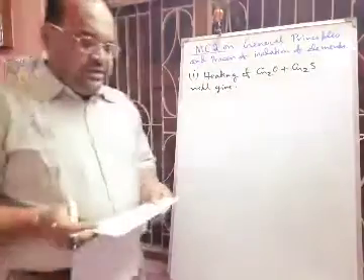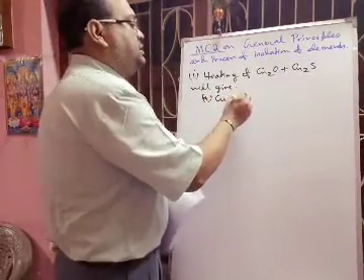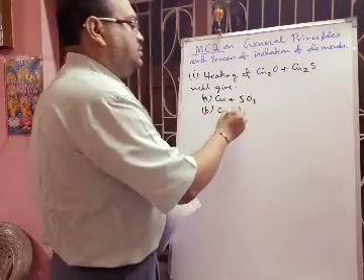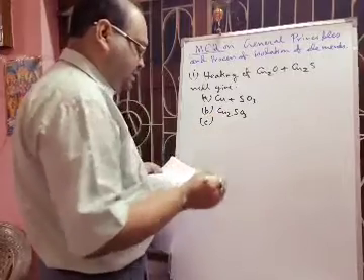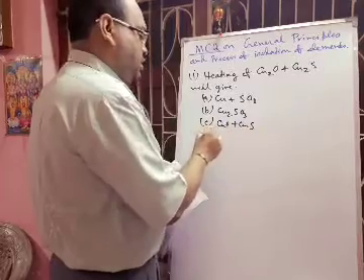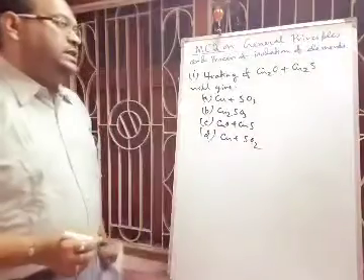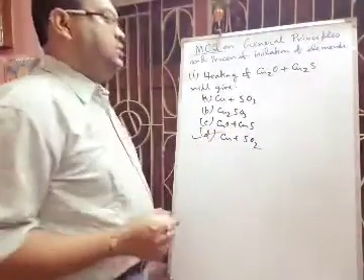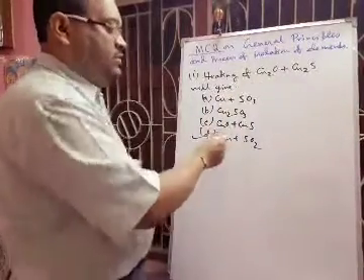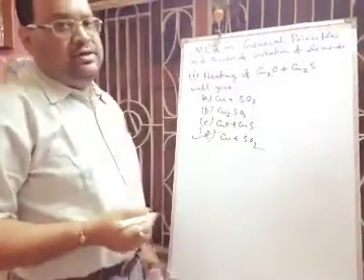Options are given. Option A is Cu plus SO3. Option B is Cu2SO3. Option C is CuO plus CuS. And option D is Cu plus SO2. So all of you know that this is the correct one, and this is called self reduction. You will get pure copper, and the sulfur will combine with oxygen forming sulfur dioxide. So this is your correct answer. Understand?